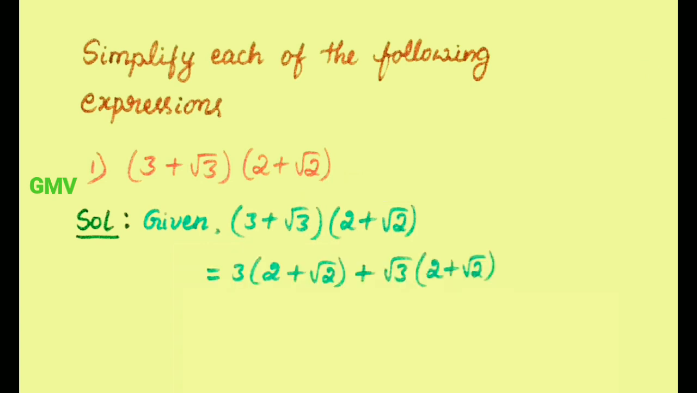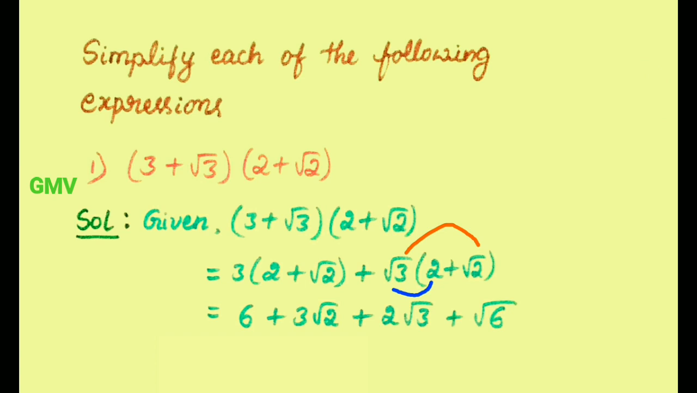separately. In the next step, 3 twos are 6. Now plus 3 into plus root 2 becomes plus 3 root 2, because root 2 is nothing but 1 root 2. So 3 into 1 is 3 and root 2 is as it is. Now plus into plus is plus, and root 3 into 2 becomes 2 root 3, because root 3 is nothing but 1 root 3. 1 into 2 is 2 and the root 3 is as it is.